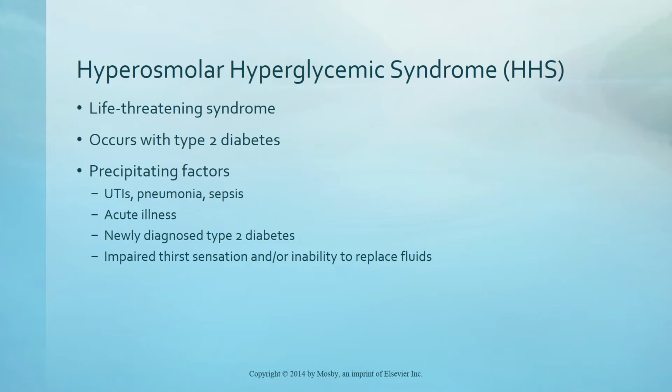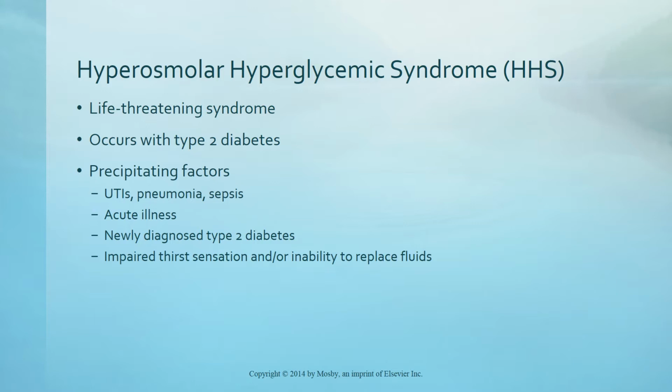So I'll repeat that again. HHS is a life-threatening syndrome that can occur in patients with diabetes who are unable to produce enough insulin to prevent DKA, but not enough to prevent hyperglycemia. They go into osmotic diuresis and extracellular fluid depletion.